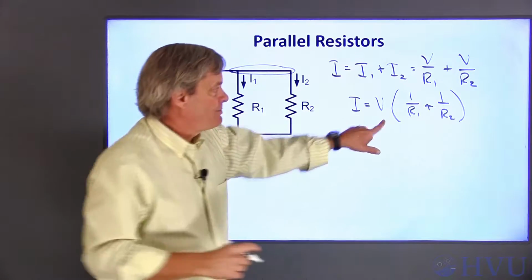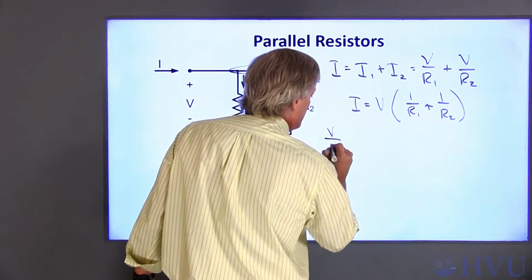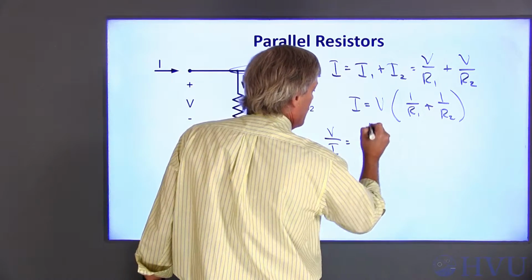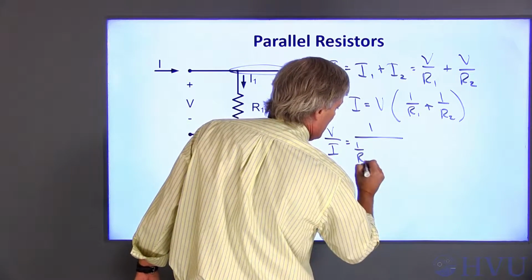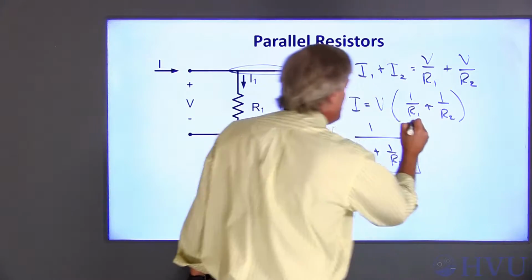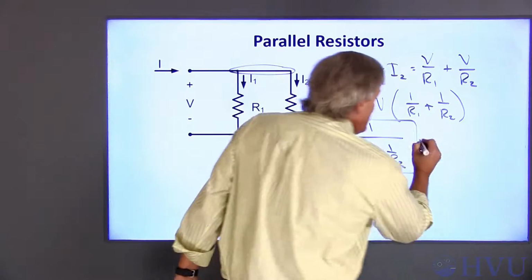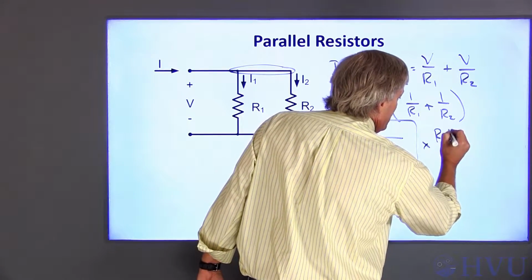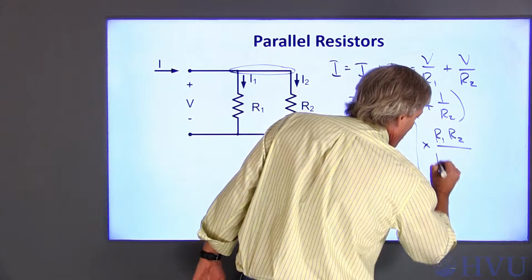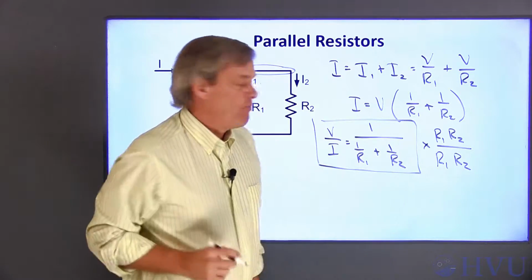If I divide both sides by I and by this term, I get V over I is equal to 1 over R1 plus 1 over R2. That's a voltage current relationship at these terminals. I can change this around a little bit just by multiplying it times R1 R2 over R1 R2. I can multiply anything by 1.